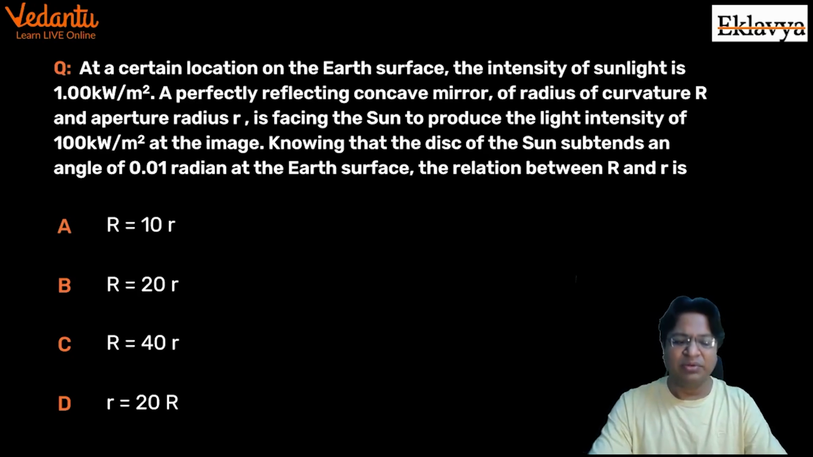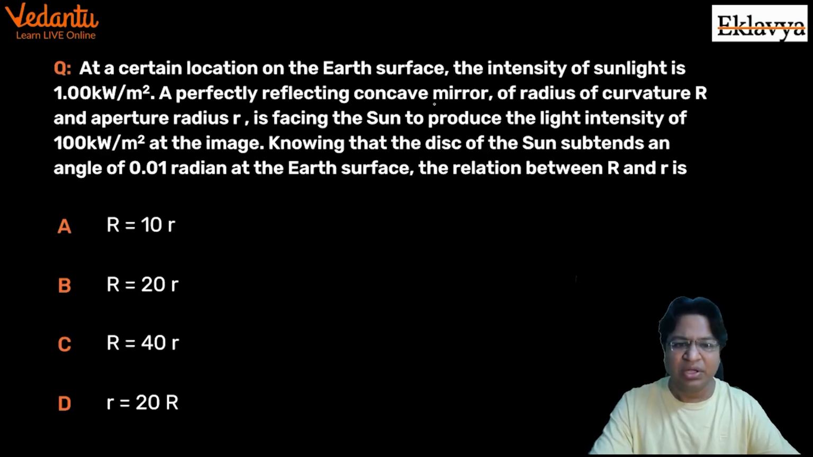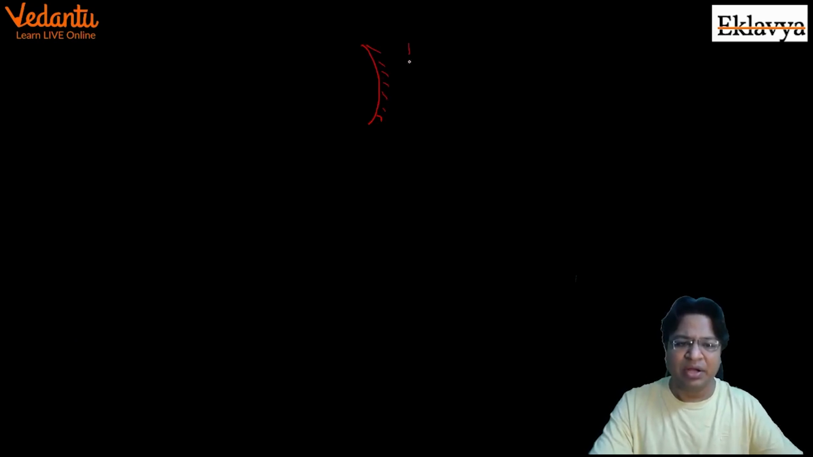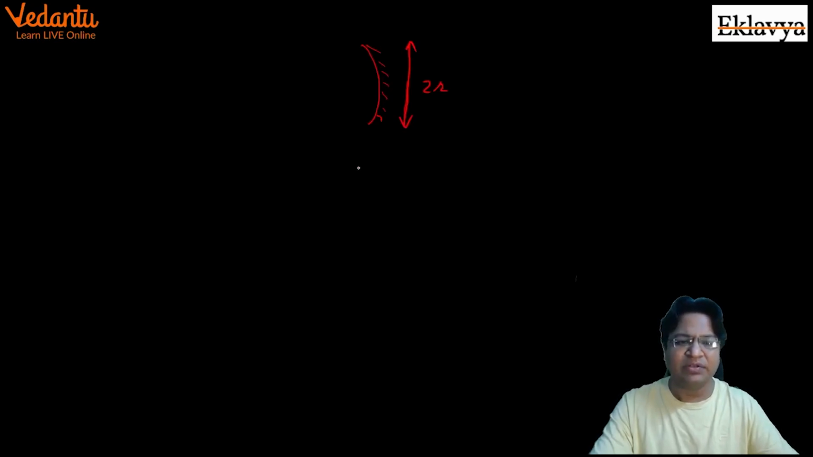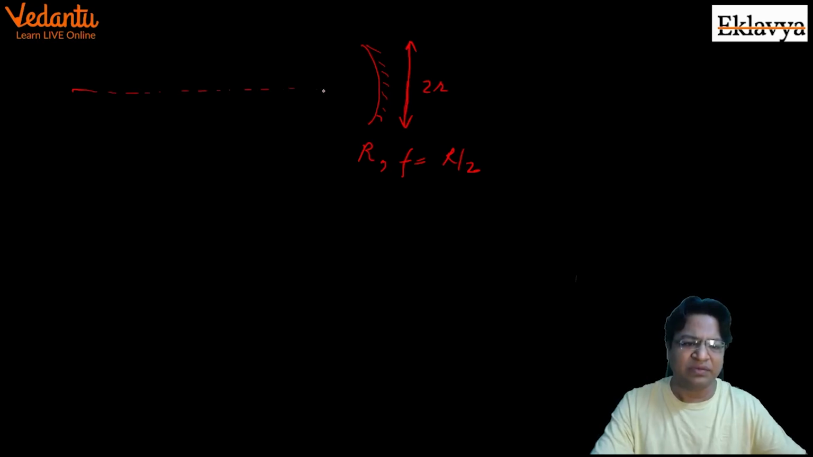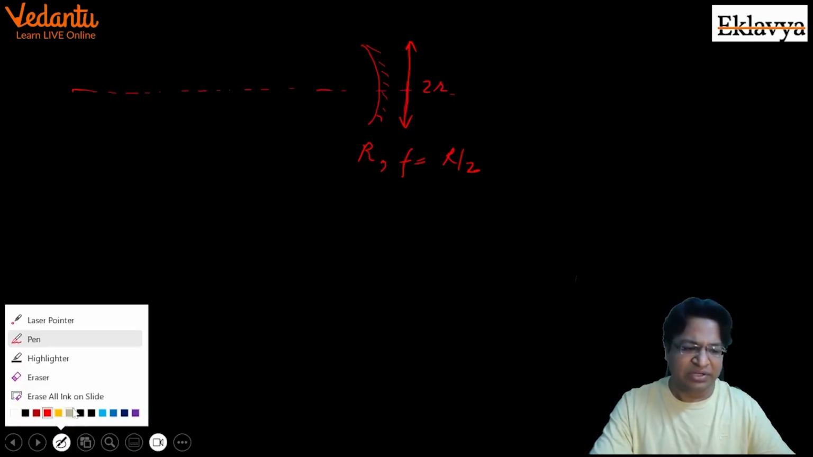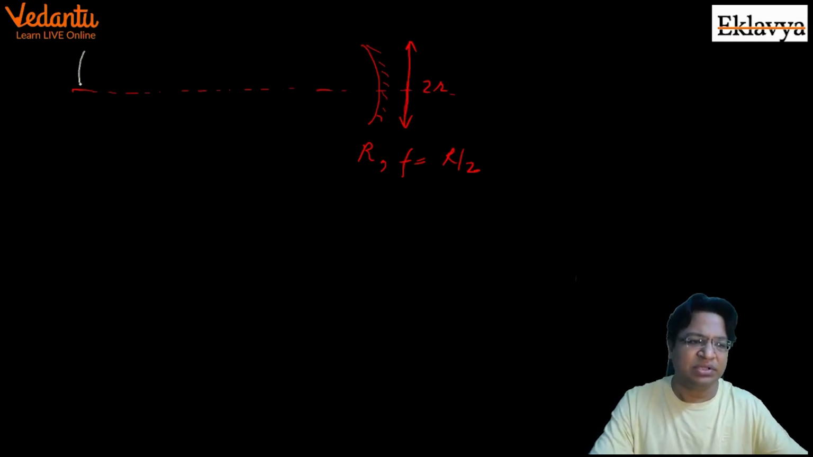So we'll draw the situation. The situation is somewhat like this: there is a concave mirror. The aperture radius is given to be small r, so this is 2r, the aperture diameter. The radius of curvature is capital R, which basically means that the focal length would be R by 2. Let's say this is the principal axis of this mirror, and let's say this disk is the sun.